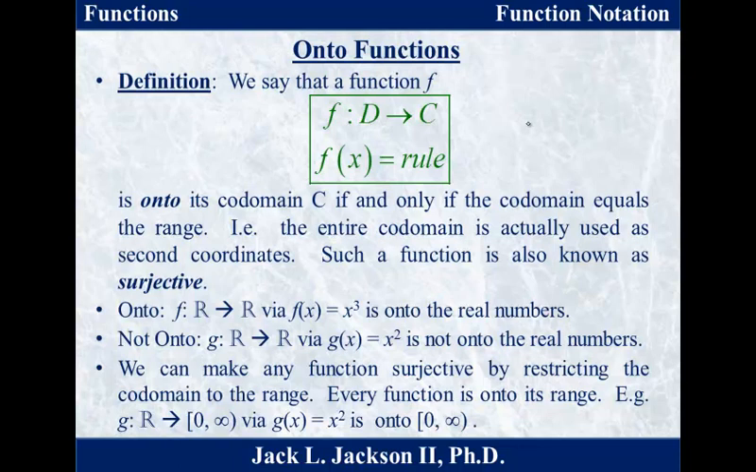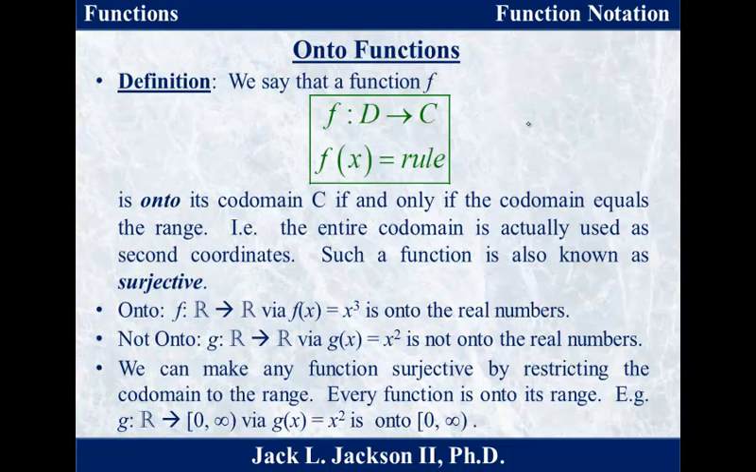So let's look at some examples. The function f mapping the set of real numbers into the set of real numbers via f of x equals x cubed is onto the set of real numbers. If you start with a real number and you cube it, not only do you get a real number, but eventually you will use up all the real numbers.